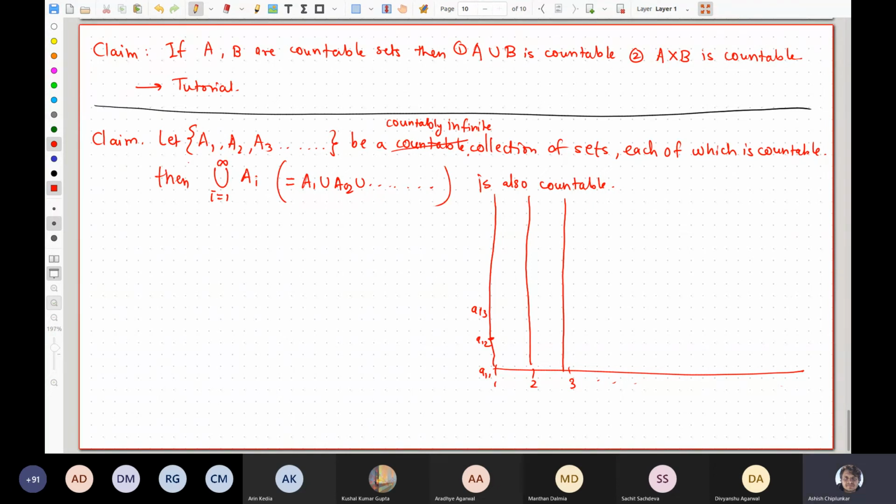Except that this thought should come into your mind: possibly these Ai are overlapping. We could possibly have A13 equal to A34 or whatever. But that's not really a problem. Why? Because you are just trying to construct a surjective function from n cross n to this set.